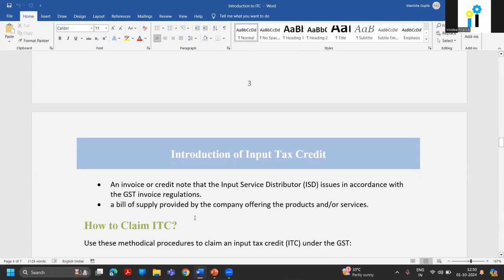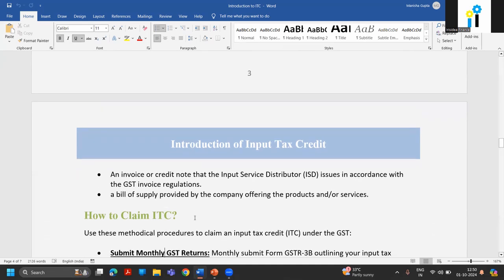An invoice or credit note that the supplier or service distributor issues. Okay, a bill of supply provided by the company offering the product or service. These things you have. This invoice you need to be invoiced. If you have a debit note or credit note, that time the debit and credit note will be with you. The invoice against the debit note and credit note needs to be with you. If you are a reverse charge supplier, then the reverse charge supplier GST invoice should be with you. These documents need to be with you at the time of input tax payment.